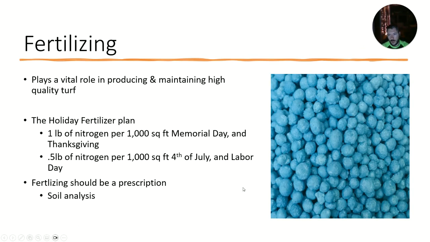So let's talk about fertilizing, which plays a huge role as a cultural practice in maintaining high quality turf. Generally, people follow a holiday fertilizer plan, which is 1 pound of nitrogen per 1,000 square feet on Memorial Day and Thanksgiving, and a half pound of nitrogen per thousand on the 4th of July and Labor Day. And apparently, that's been a method and plan that's worked quite well. But again, fertilizing should be performed on a prescription basis, right? So you need a soil analysis and it'll tell you what you actually need to put into the ground.